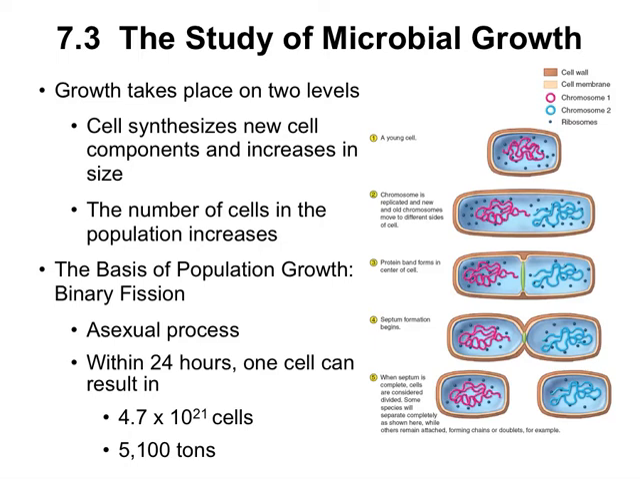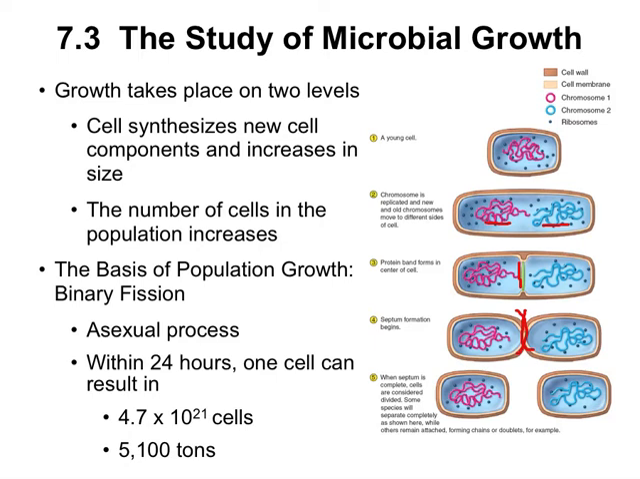It's an asexual process. As you can see here, we have a young cell, and that young cell's chromosome is replicated. After chromosome replication, a protein band forms down the center of the cell, and then that septum forms through production of more cell wall. Eventually, the cell splits into two. So simply, we have replication of the bacterial chromosome and then division of the cell.